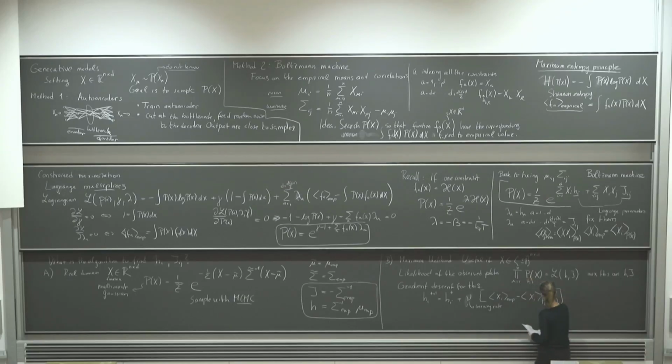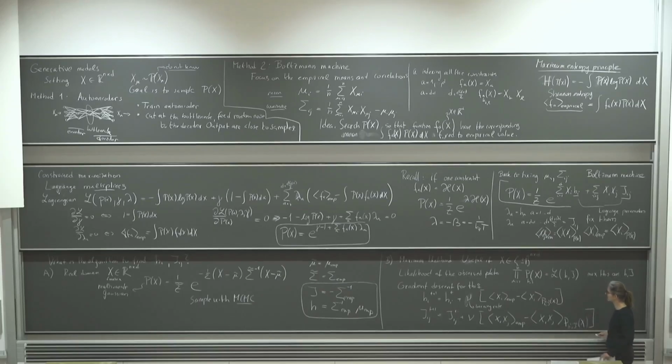So if I should add indices here, this would be the t. And similarly for the J_ij, t plus 1 will be the J_ij in the previous time step of the gradient descent plus learning rate, and here I'm putting a correlation, the empirical one, minus the one with respect to the probability distribution at the previous h and the previous J, like this.